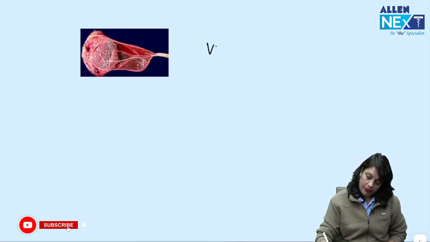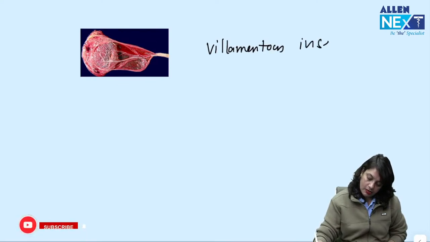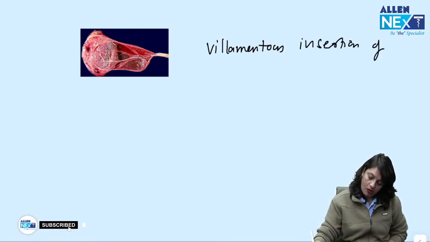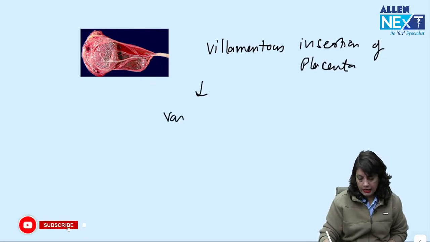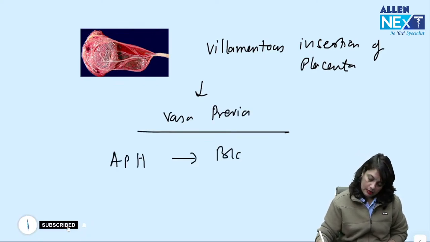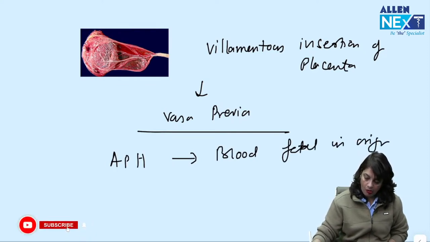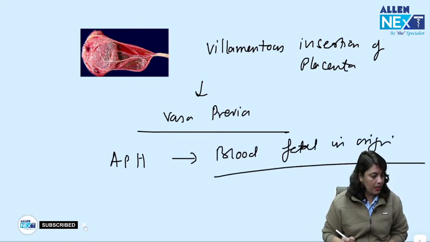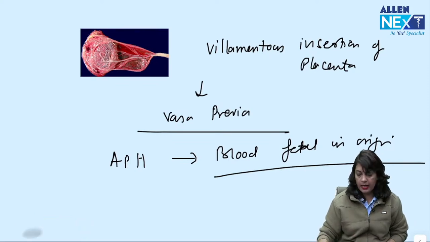This is velamentous insertion of placenta, and this can lead to a condition called vasa previa, that is a type of APH, and the blood she is losing is of fetal origin. So maybe the baby is born very pale.